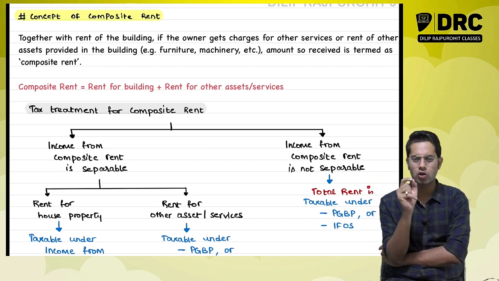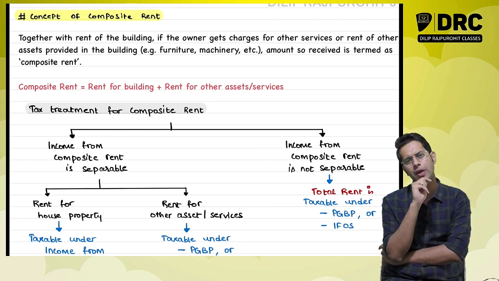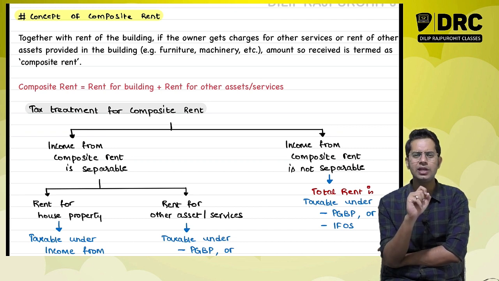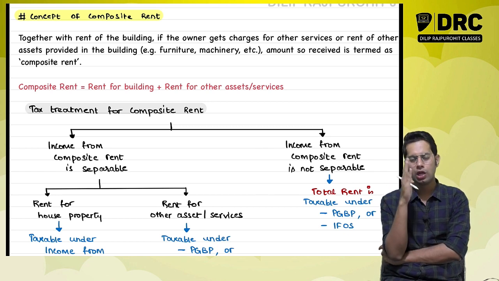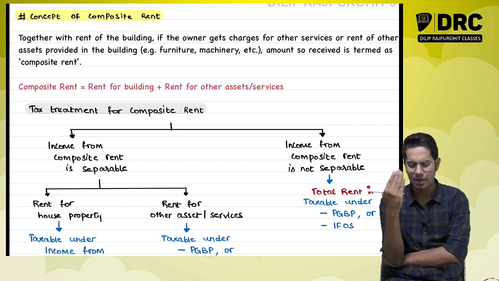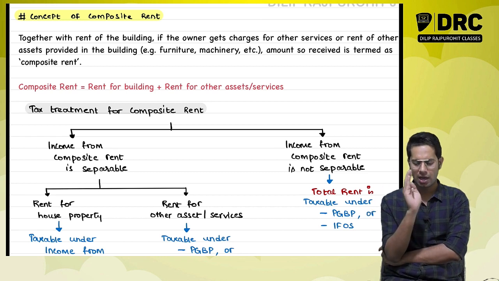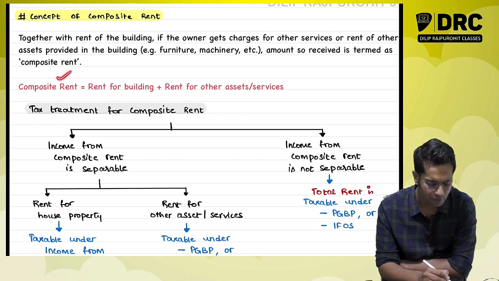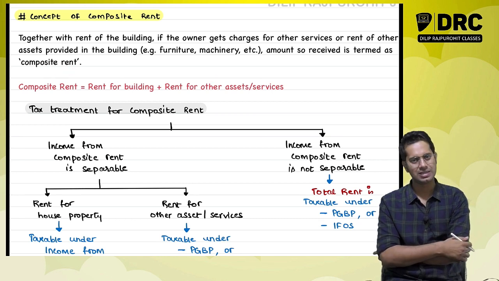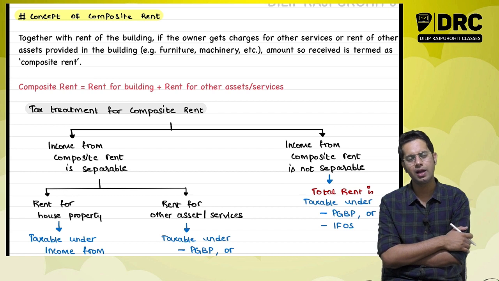Next concept is what, sir? Concept of composite rent. Sir, what do you mean by composite rent? Composite rent means you have let out your house property along with some other assets. Whatever rent you are receiving is nothing but your composite rent. Renting of a house property with other assets.